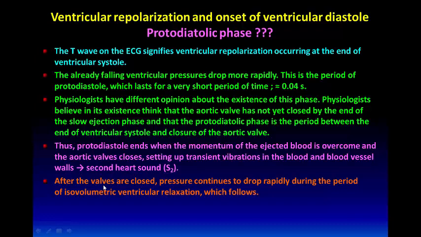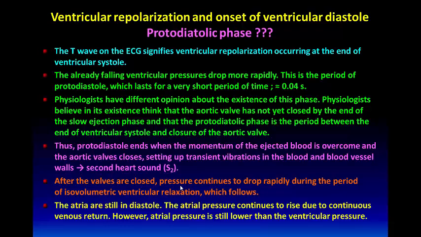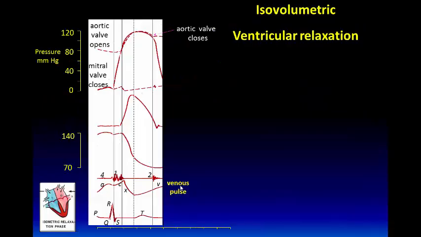After the aortic valve closes, pressure continues to drop rapidly in the left ventricle during the isometric relaxation phase which follows. The left atrium is still in diastole, and the left atrial pressure continues to rise as a result of the continuous return of blood from the pulmonary circulation. However, the atrial pressure is still lower than the ventricular pressure, and accordingly the mitral valve is still closed.